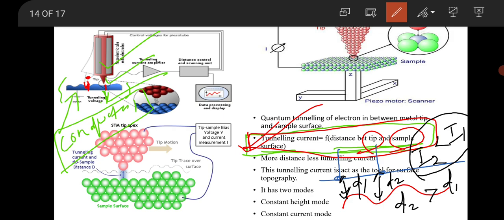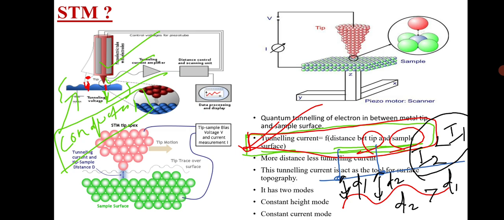So this change of the current leads to a signal which acts as the surface roughness of the material. This is a simple thing. That is all about STM.